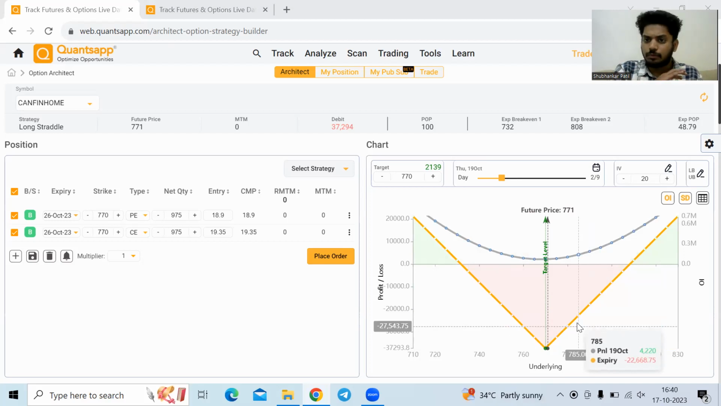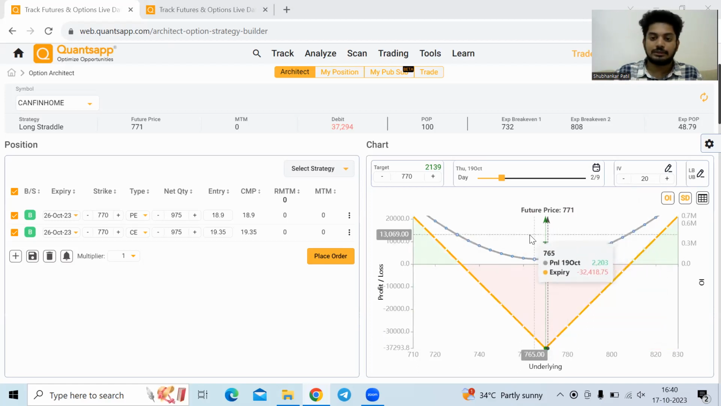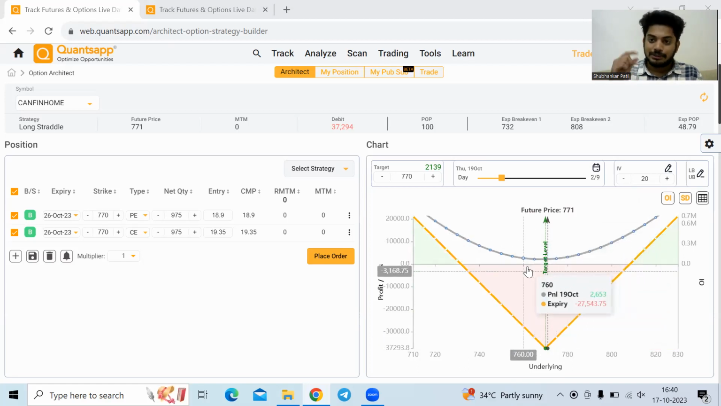Next thing, Can Fin Homes going anywhere, I'm going to make decent returns. And if implied volatility goes in my favor, that means if it goes up, I'm going to make a decent chunk over here. Now, the only problem is time decay. If there is no movement in Can Fin Homes, and if the implied volatility also doesn't go up, then that is where the strategy starts creating a little bit of a problem.